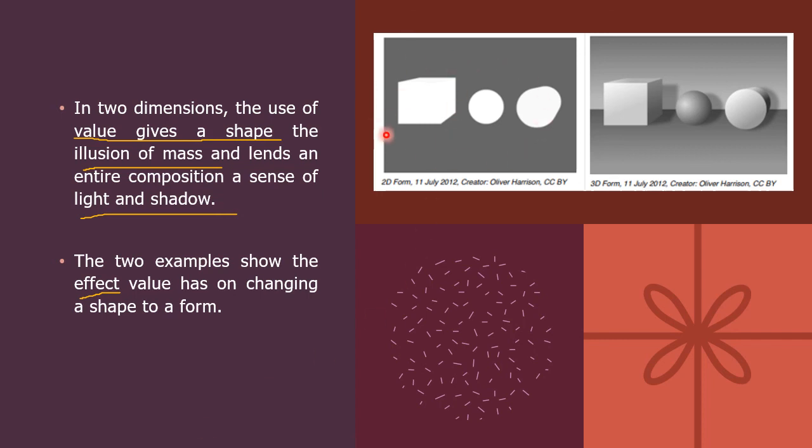Let's say, for example, this is an example of two-dimensional art. This is just a simple drawing of what the shape looks like. But in three-dimensional form, we now add value, like this one. As you can observe, there is proper shading. This one is the darker side, the front one shows the lighter side, and there is also shadow. It creates a more realistic image of how these shapes or things are situated. So this is the use of value.